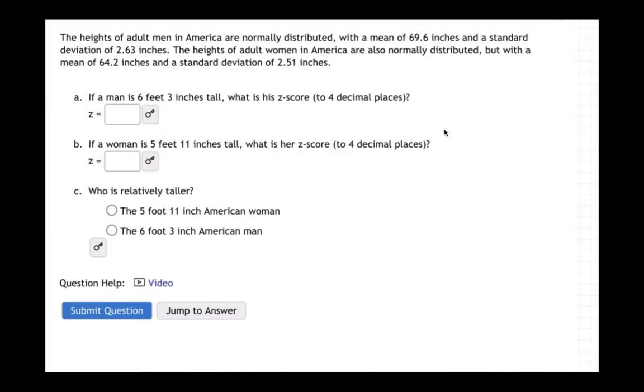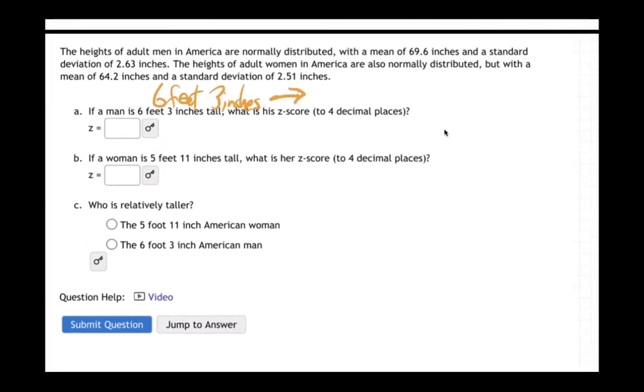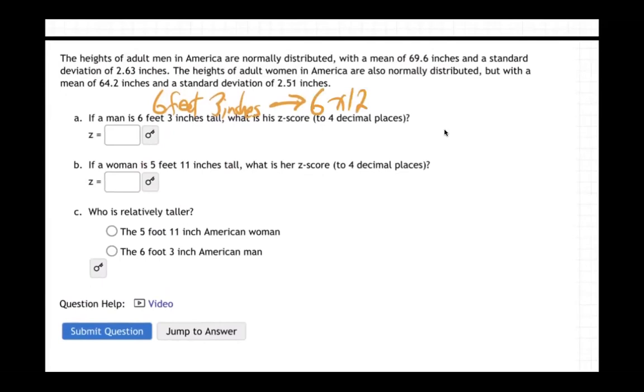All right, so how do we do it? We've got to take this 6 feet and 3 inches, and convert it to straight inches. So that's 6 times 12 plus 3. You see how I'm getting that? Because every foot has 12 inches. So each of these 6 feet has 12 inches in it. So 6 feet, each having 12 inches, 6 times 12, add the 3 inches, and you'll get 75. So the man is 75 inches tall.